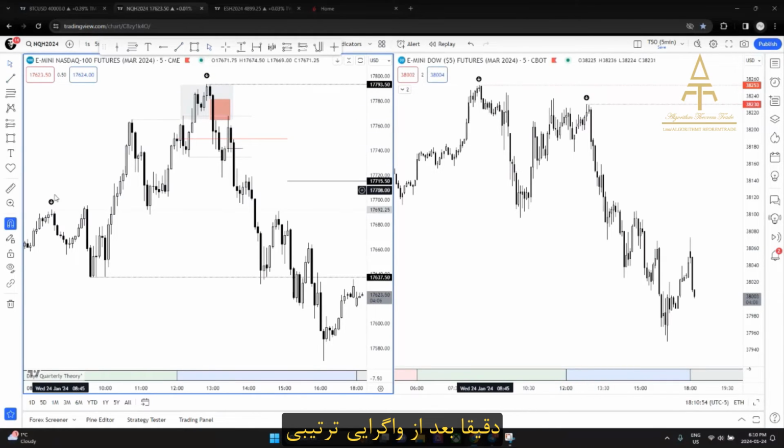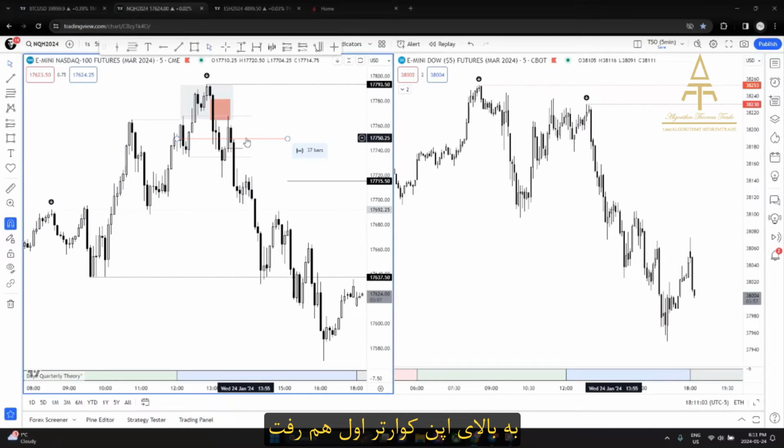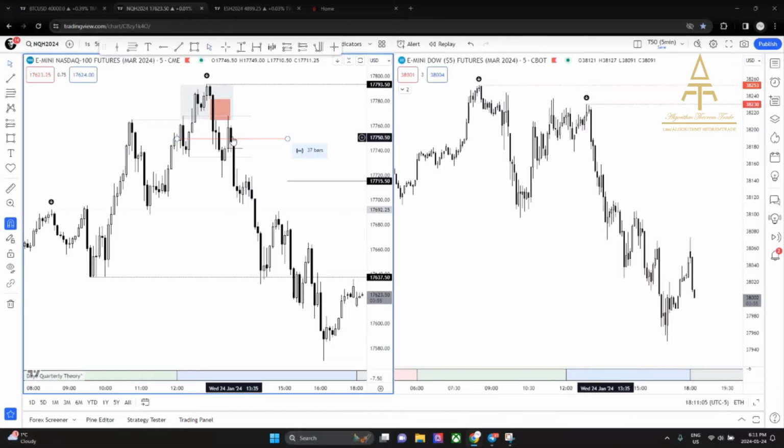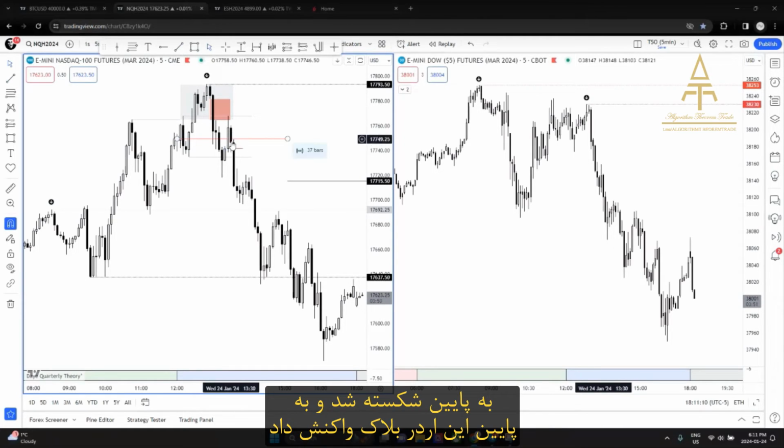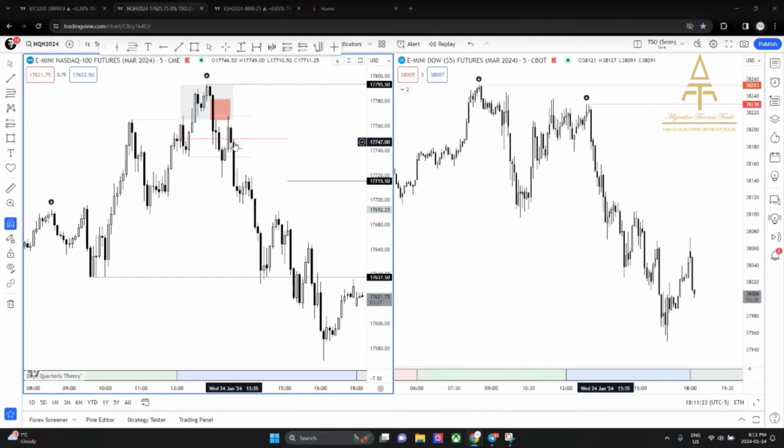So you can see price trade up here, right? After the sequential SMT, price traded up here, dipped into this fair value gap, traded above this, which is Q1's open, broke down, traded below the opening of the order block, which formed after price traded above this opening and into this fair value gap.